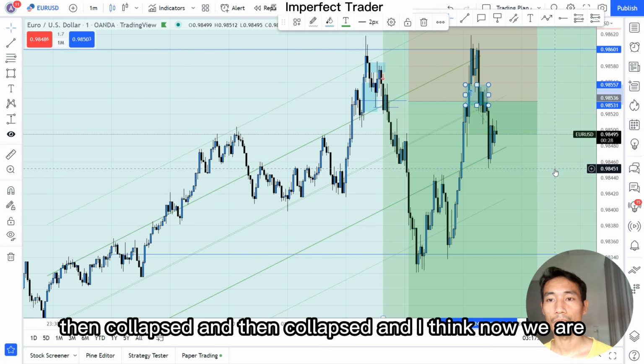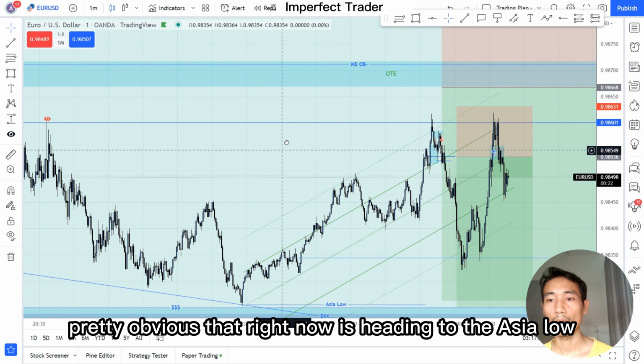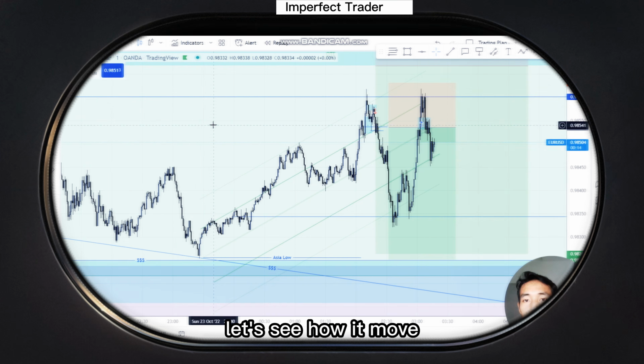And I think now it is pretty obvious that price is heading to the A0 low. Let's see how it moves.